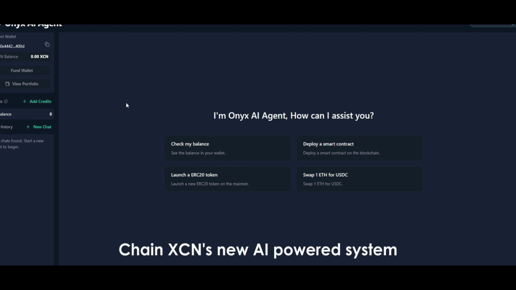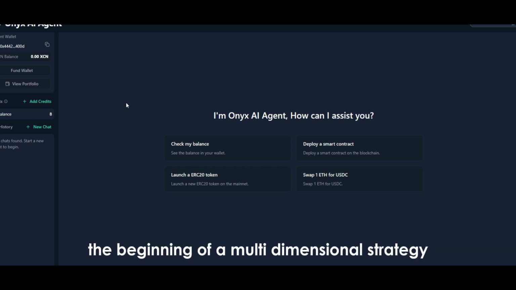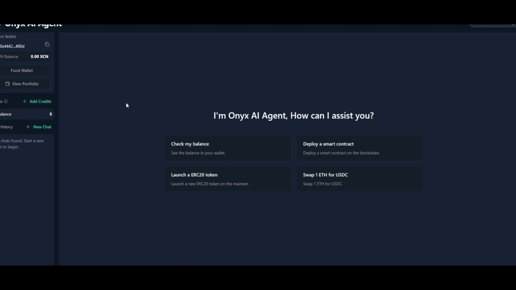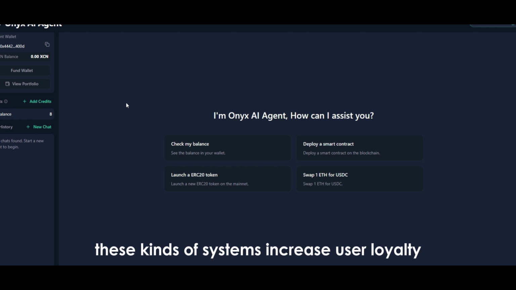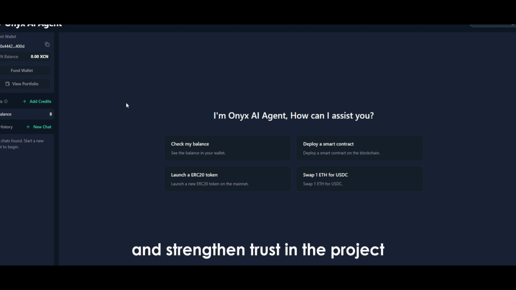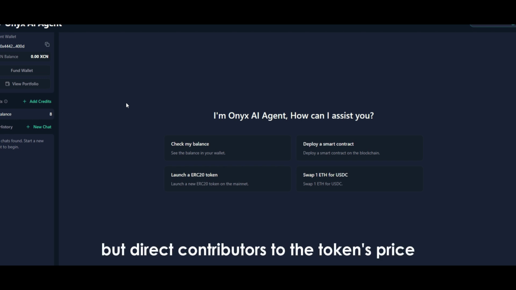In conclusion, Chain Xcn's new AI-powered system is not just a technological innovation, it also marks the beginning of a multi-dimensional strategy that can positively affect the entire ecosystem. These kinds of systems increase user loyalty, expand the community, boost transaction volume, and strengthen trust in the project. All of these are not indirect, but direct contributors to the token's price.